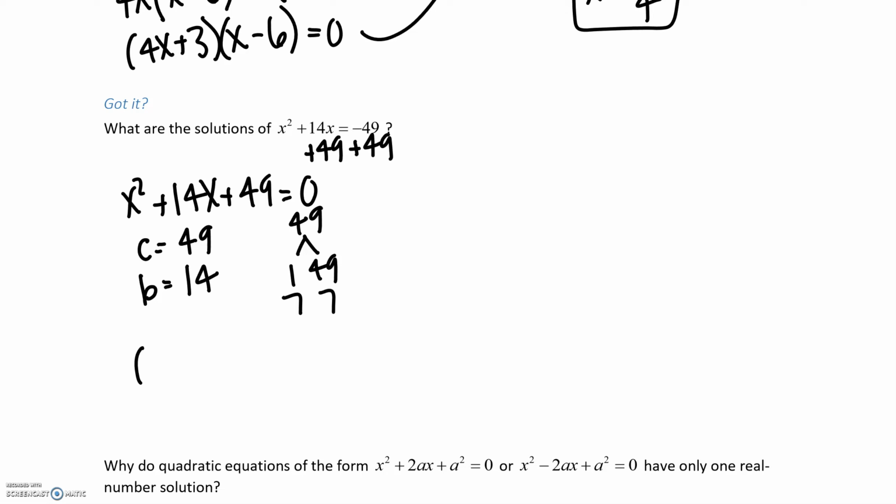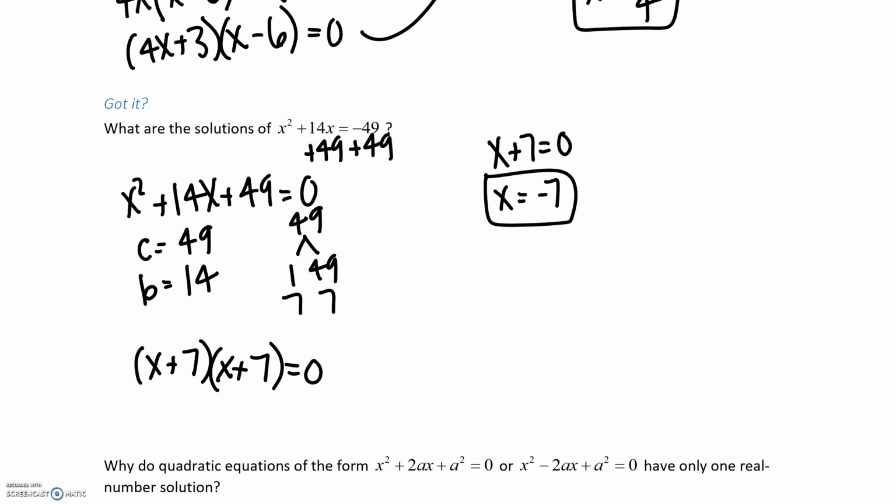So that gives us x plus 7, and x plus 7 equals 0, which gives us x plus 7 equals 0. Our x is just negative 7, and x plus 7 equals 0 again, which still gives us x equals negative 7.